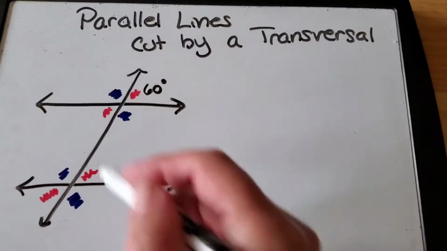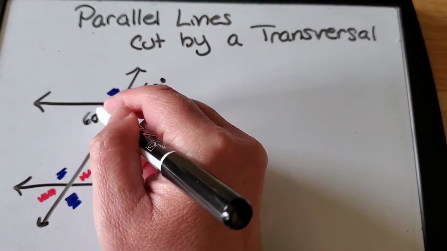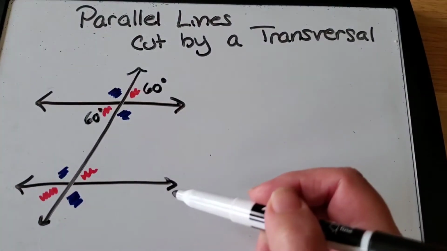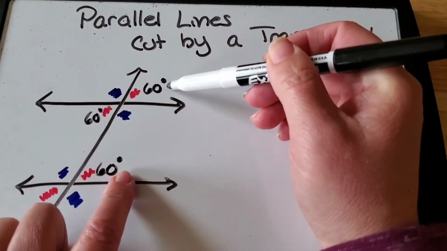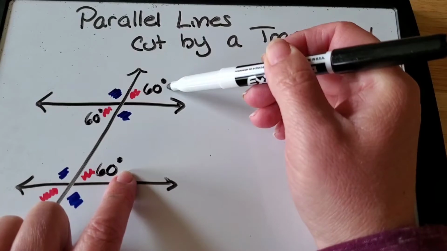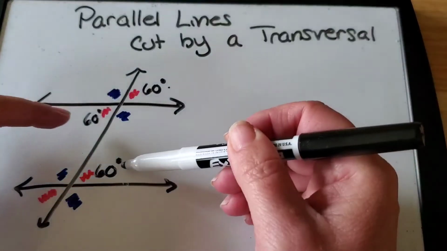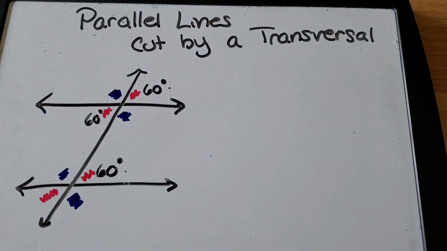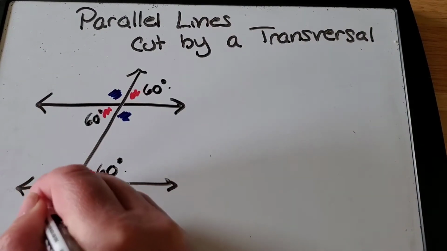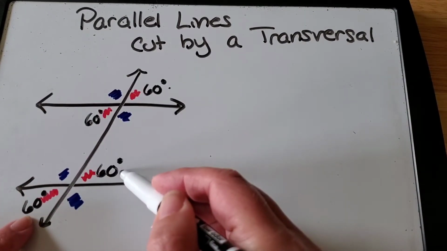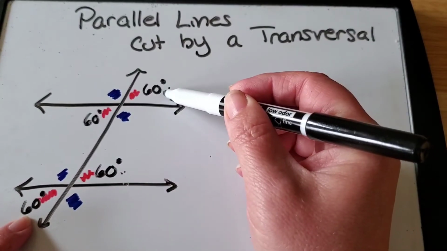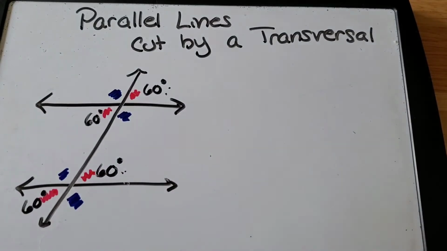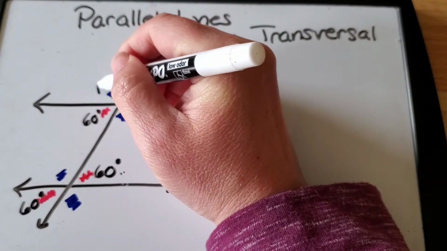Okay, well, if that angle's 60, then this one must be 60 because they're vertical. This one must be 60. Remember, it's corresponding to that angle. If I drew those windows, it'd be in the same window. It's also alternate interior to this angle. And this angle is 60 because it's vertical to this one, it's corresponding to this one, or it's alternate exterior to that one. Now, all these other angles are going to be 120 degrees.